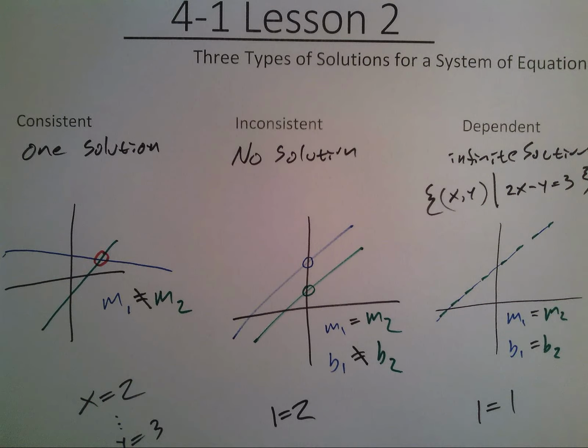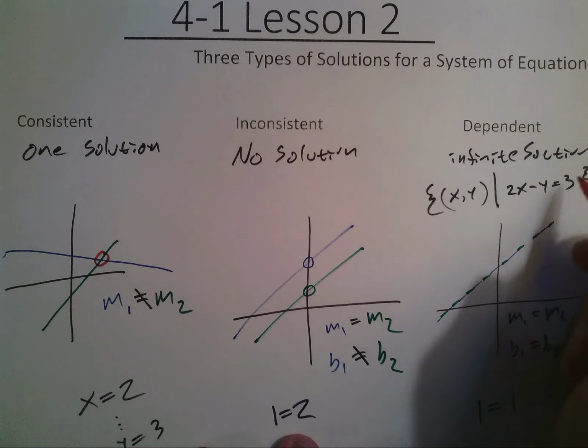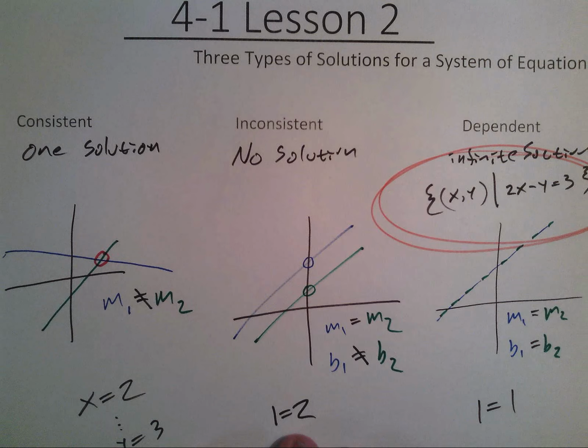Last but not least, a dependent system is when your slopes are the same and your intercepts are the same. In other words, you have the same line. When you're working it out algebraically, you end up with 1 equals 1, something that's true. And what our text is having us get out of it is they want us actually to recognize whatever that one equation is that they both are.